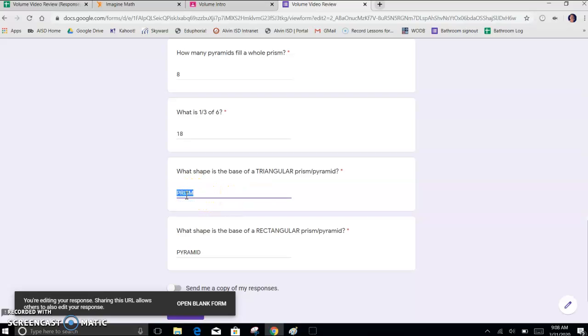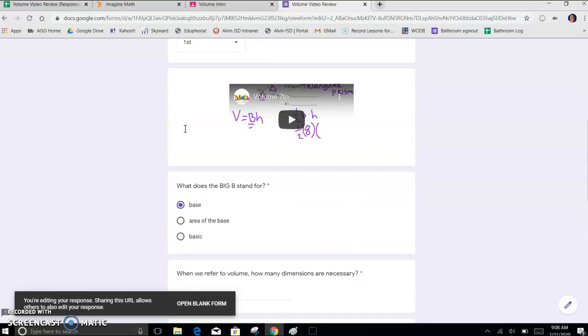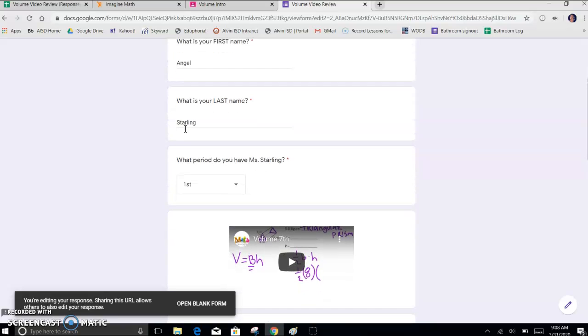You need one word here. Furthermore, it's a dead giveaway. It's a triangular prism or a triangular pyramid. What is the shape of the base of a rectangular prism or pyramid? Stop putting these silly answers. All of these answers in here are silly. I did not put any correct answer here.